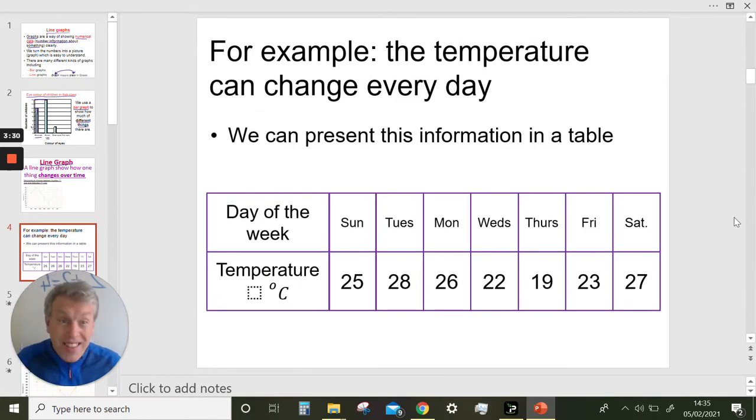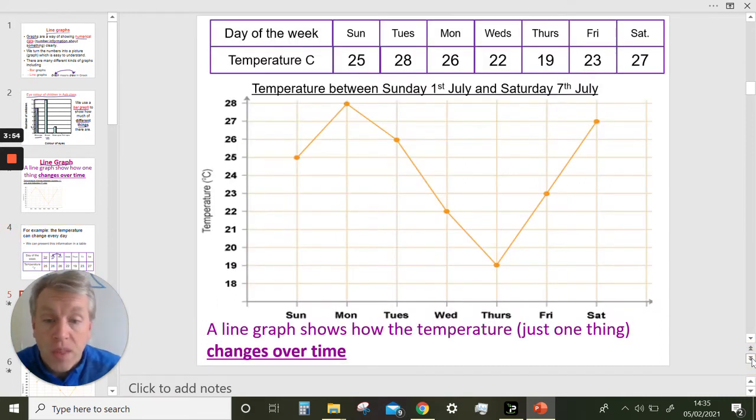And we can present this information in a table. So look, on Sunday it was 25 degrees C. On Tuesday, on Monday, okay. We've presented that information in a table, and actually, really, obviously, Monday and Tuesday should be the other way around, shouldn't they? But you have the idea. What is the thing that is changing here? Every day, the temperature is changing.